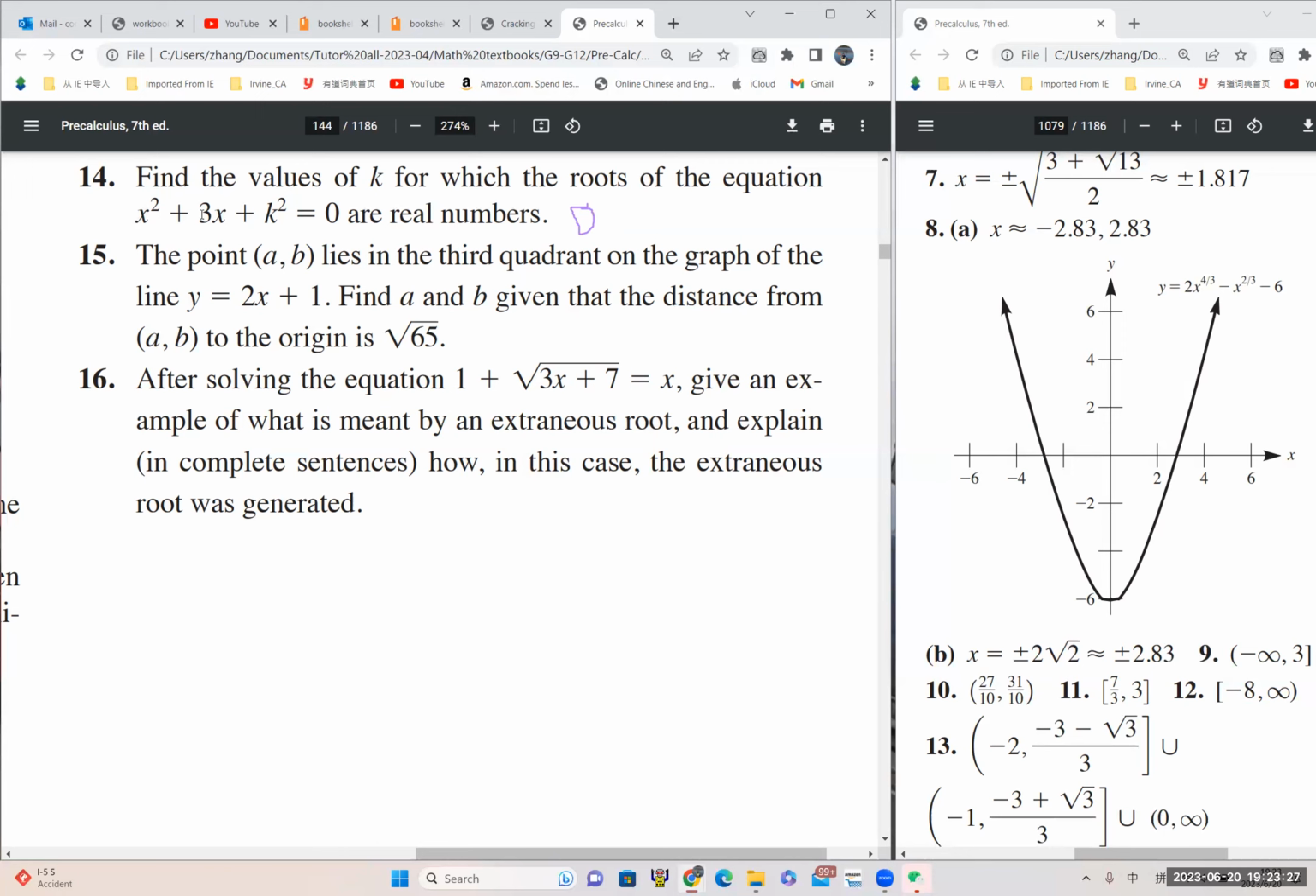This is what kind of equation? Wait, this is like a circle. No, this we just call a quadratic equation. K is like some constant, but we still don't know its value. It's quadratic. When we talk about the roots or the solution, it means for x, not for k.